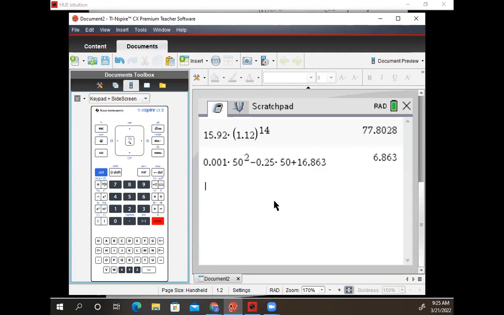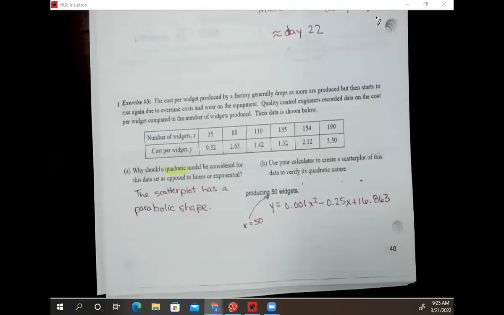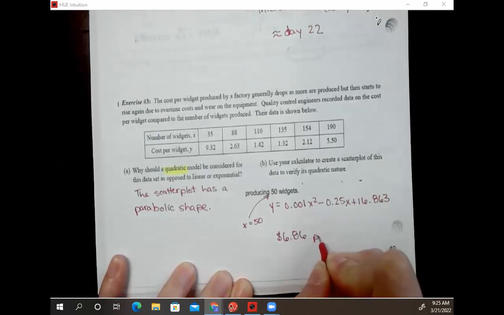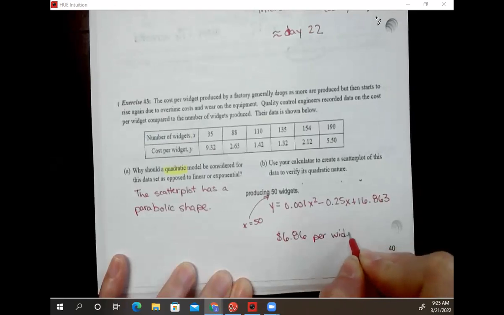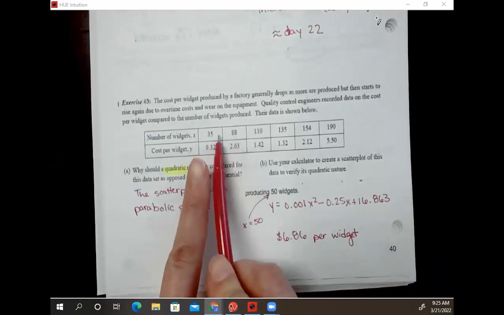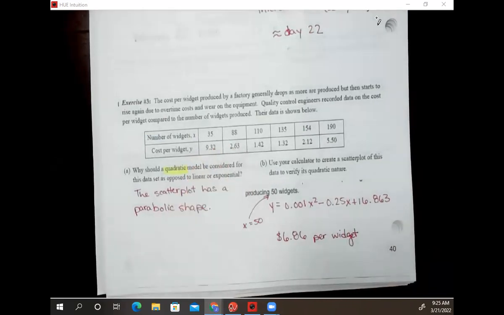So $6.86 per widget is what this would cost. $6.86. 50 is within our collected data range. This is actually interpolation.